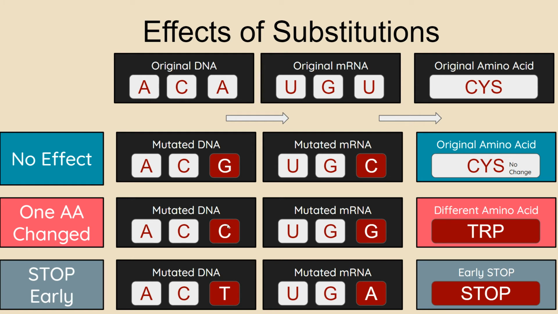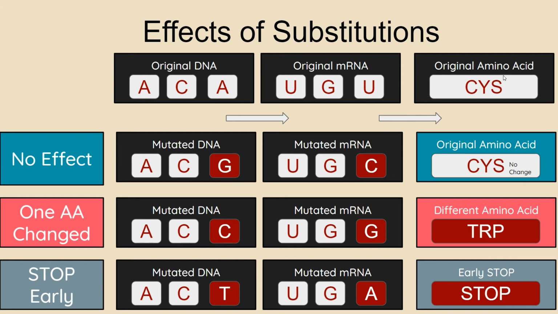The second situation is that I could have changed that A to maybe a C. And you'll see in this case, when I went through transcription and translation, I got the amino acid TRP. But that's only one difference. So there's going to be one different amino acid. So this might not have a huge impact on my protein. It might not make any difference at all because it's just one amino acid out of thousands.